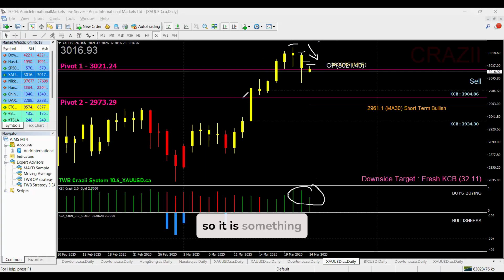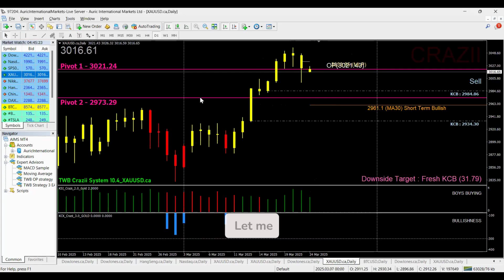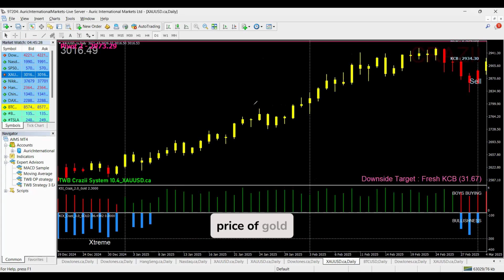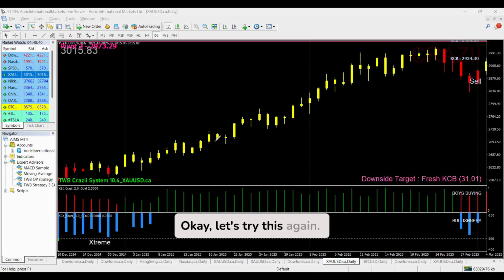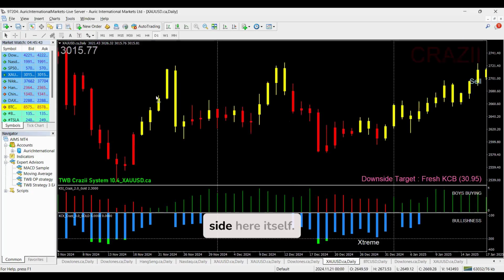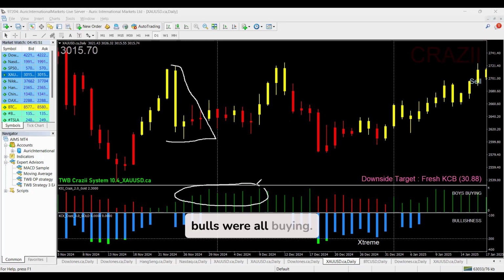All right. So it is something very, very similar. Like this, let me show it now on the left side. Can you see that this is the price of gold lowering, and yet the buyers are buying? So in one movement, the market clears all the way to the previous high. Let's try this again. Let's bring it to the back side here, where the gold came down strongly, but the buyers were all buying. So when the market recovers, it goes back to where it started. Can you see that? Very, very simple.